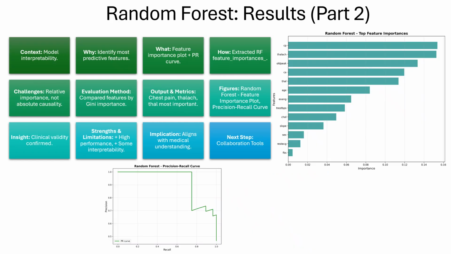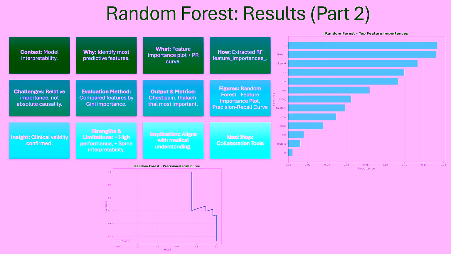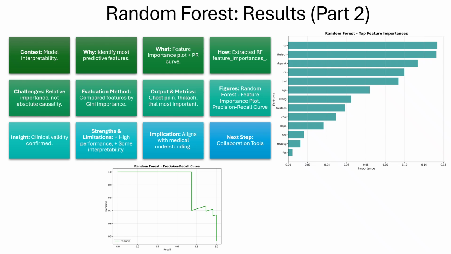This slide highlights random forest interpretability. Feature importance shows chest pain type, maximum heart rate, and thalassemia as the strongest predictors. Aligning with medical understanding, the precision recall curve confirms stable precision, while importance reflects contribution rather than causality. It adds clinical insight, making random forest both reliable and interpretable.